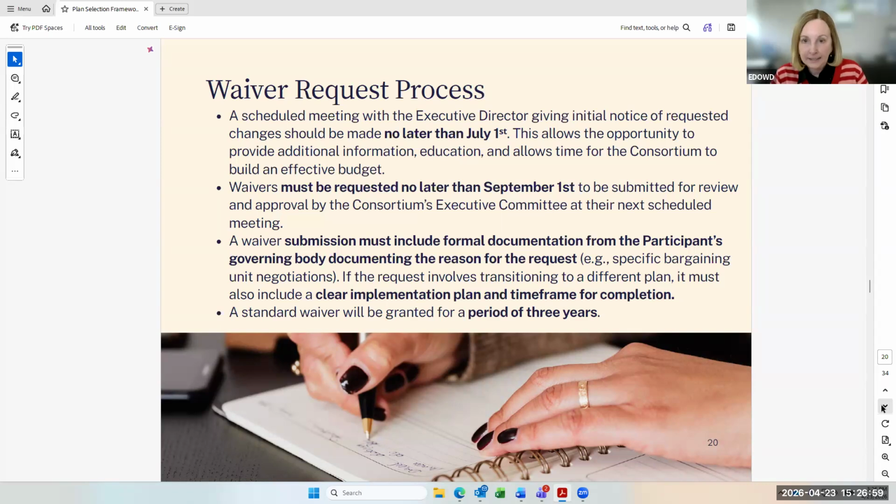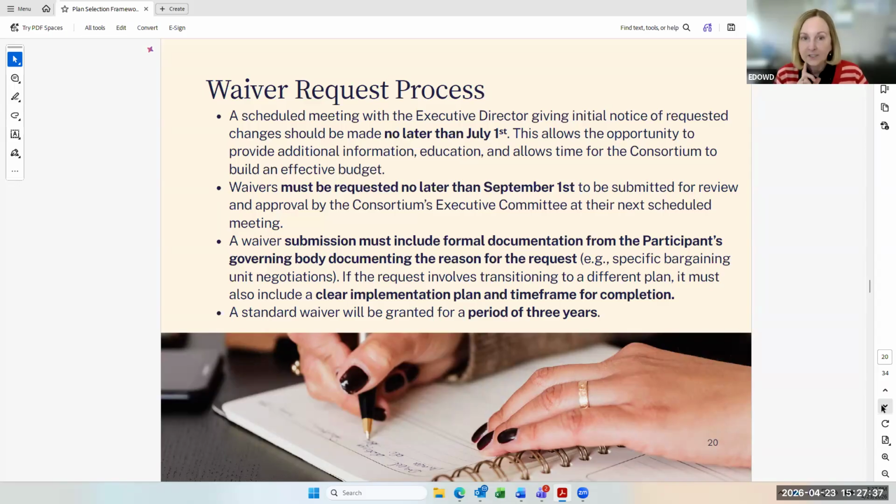It may not be in ink. It may not be finalized. It may not be finalized till next year. Let us know so we can start building that into the budget, but also so we can start talking to you. Have you considered this? Have you thought about X, Y, and Z as you go through this plan changes? Do you want us to do plan comparisons for you? Do you want us to come out and do open enrollment for you? All of those things are part of our planning process, and we'd like to start chatting with you about it in July.